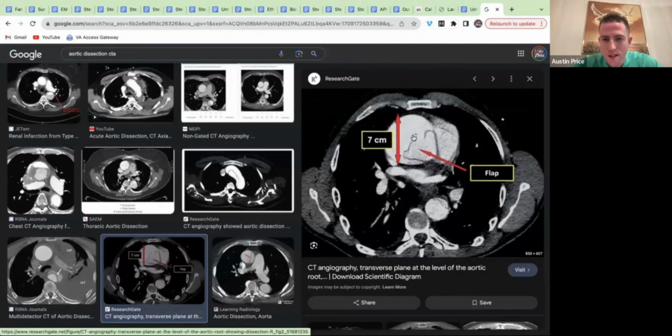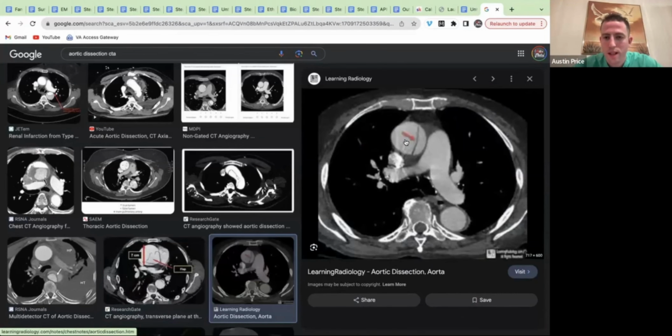Let's look at some more. There's a good intimal flap right there. You see very clearly the fenestration. 7 centimeters right here for your aorta. That's huge. That obviously needs to be repaired. Thoracic aorta usually gets repaired at about 6 centimeters, and we'll talk about some of the criteria for repair of dissections as well.